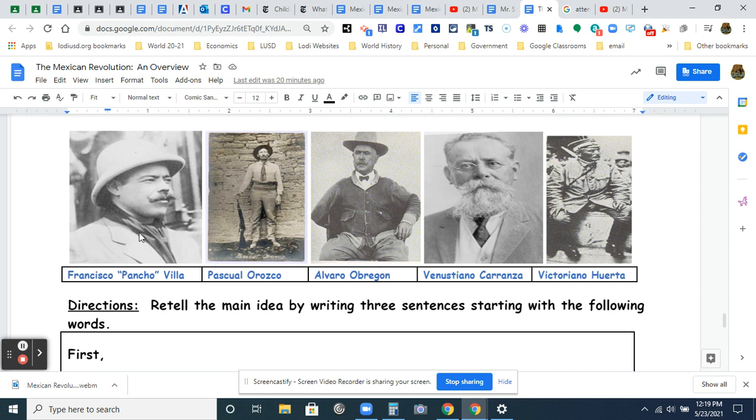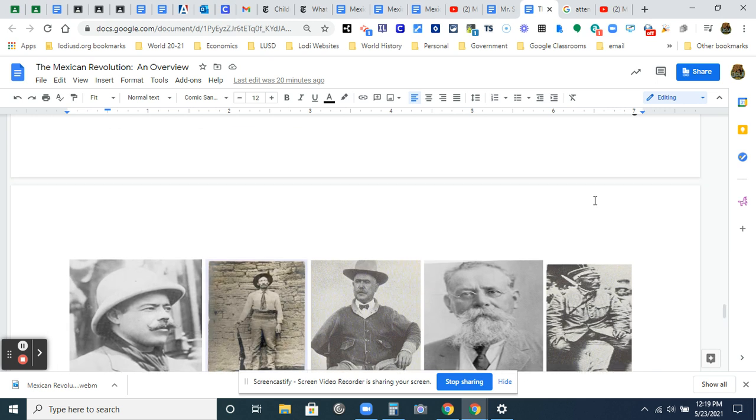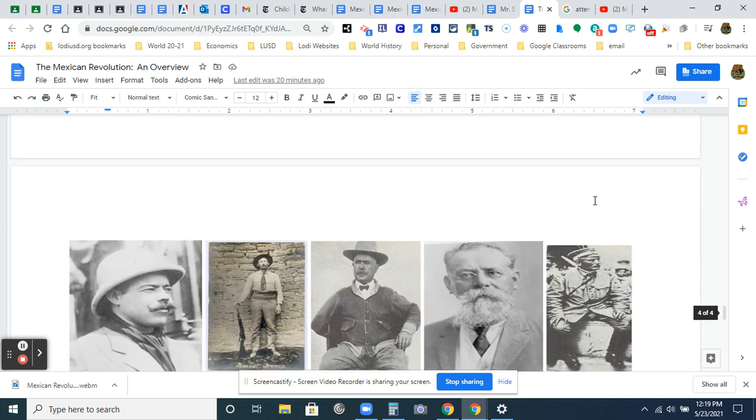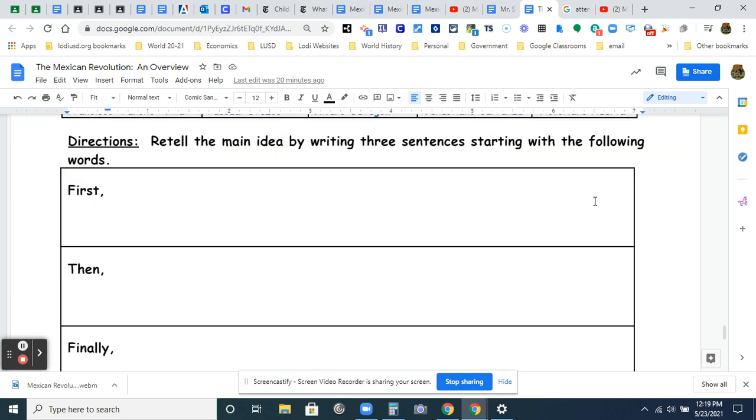This is Francisco Pancho Villa. Typically, you'll see him dressed more as a cowboy with a bowler kind of hat. They'll have a bandolero of bullets, be on a horse, and have a rifle. This is Pascual Orozco. This is Alvaro Obregon. This is Venustiano Carranza, the Creole. Victoriano Huerta. He ends up being hated because of his role in the assassination of Zapata.